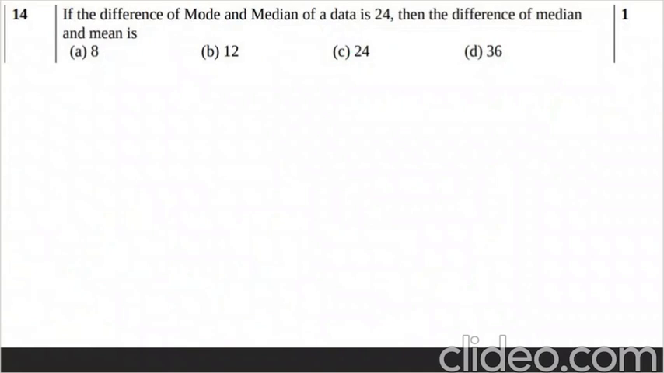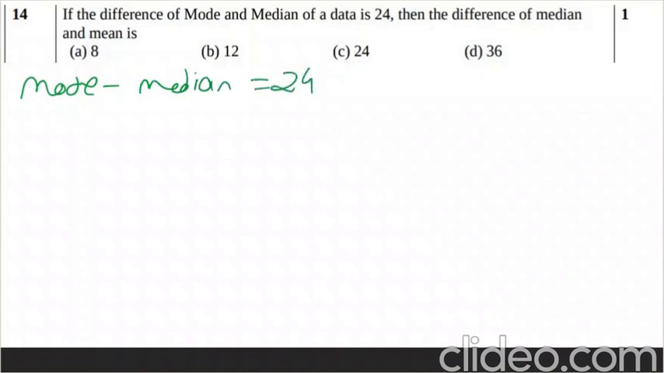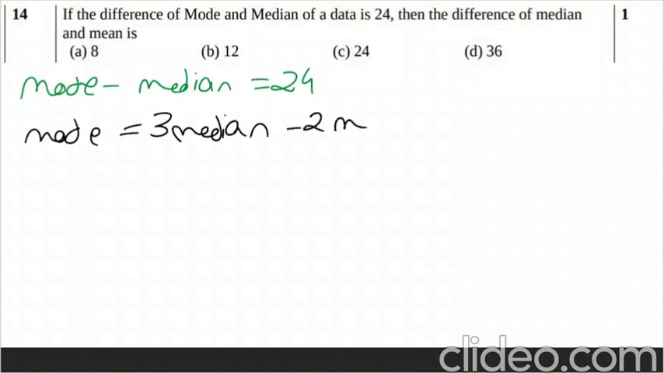Next question, question number 14. If the difference of mode and median of a data is 24, then the difference of median and mean is what? So now, it is given that mode minus median is equal to 24. Now students, I don't know if you have studied or not, but there is a formula known as the empirical formula. The formula states that mode is equal to 3 times the median subtracted from 2 times the mean. That is what the empirical formula says. This is just a formula, I'm not doing any derivation.